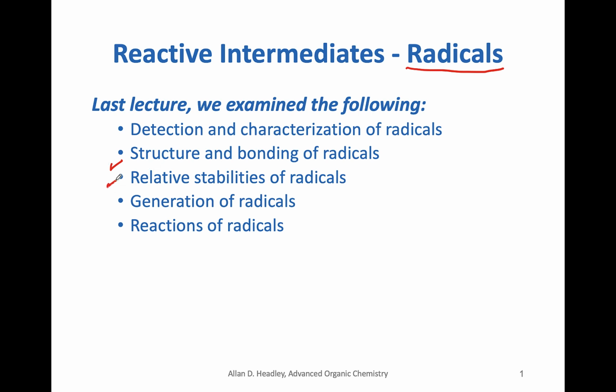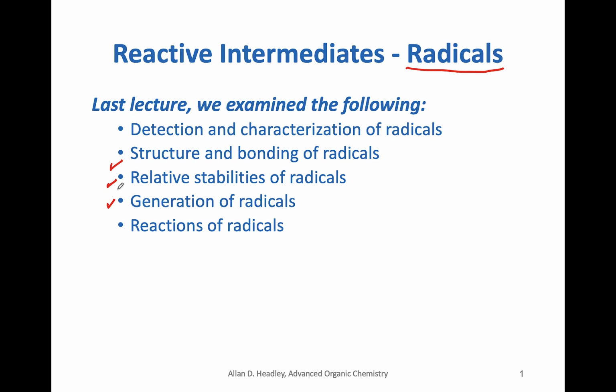Next, we looked at the relative stabilities. And there are two primary factors that contribute to the stability of radicals, and those are hyperconjugation, or sigma bonds adjacent to the radicals, using those electrons to stabilize the radicals, and resonance, which is really the delocalization of that odd electron across atoms.